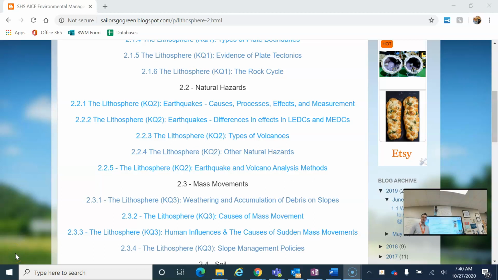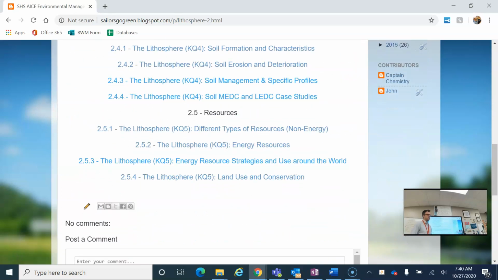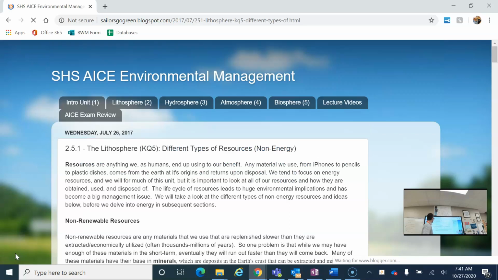Okay, so we're going to do the last section of the lithosphere, the last key question, which is going to be 2.5, resources. So this is going to be anything that comes out of the Earth, and let's get started with 2.5.1. The lithosphere, different types of resources. These are going to be non-energy type resources, and then the next key question we'll be talking about ones that give us our energy. So this one's going to be more material resources.